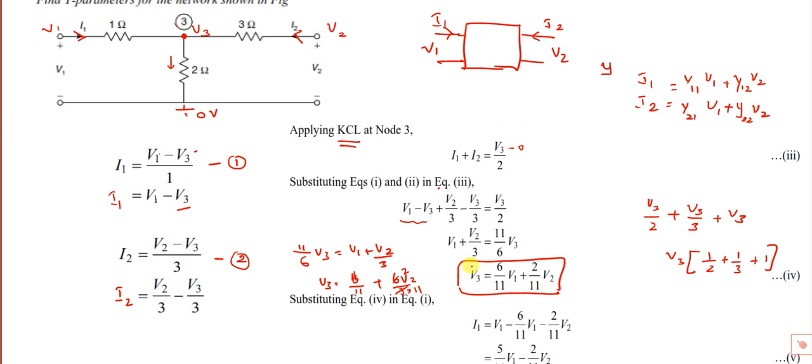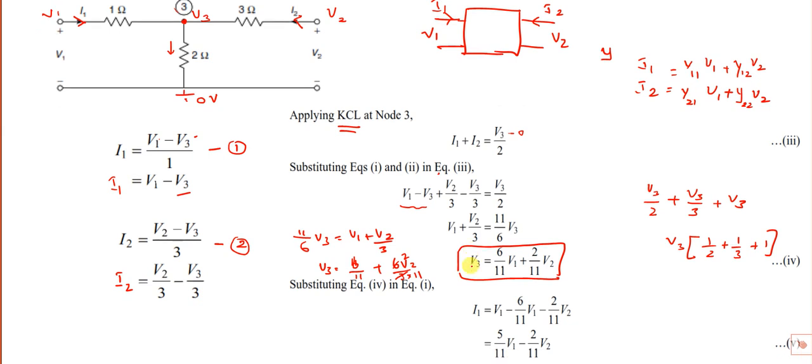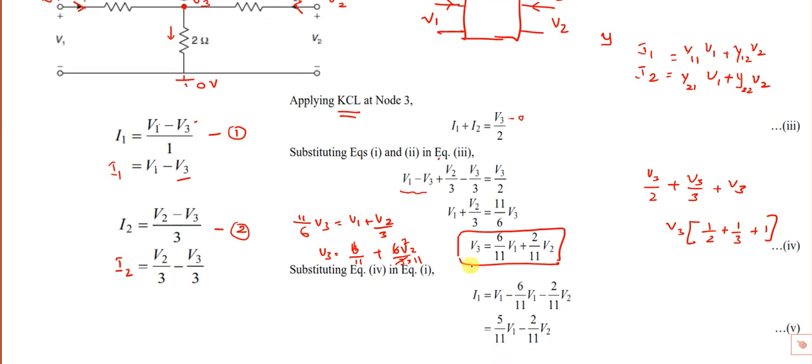Now you have to substitute that V3 value in equation number 1 and 2. Equation number 1 we have unwanted term V3. Here also we have unwanted term V3. So you have to substitute the value of V3 from this equation. Here I want I1 and I2 in terms of V1 and V2 only, not V3. We obtained the value of V3 by writing KCL at node 3. We got this expression for V3. Substitute the value of V3 in here.